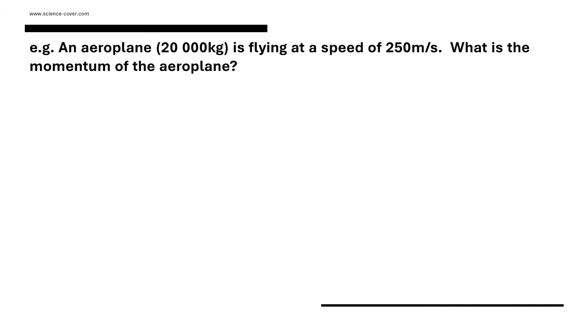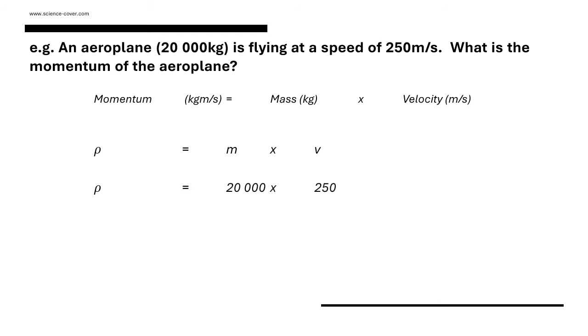Let's look at an example. An aeroplane of 20,000 kilograms is flying at a speed of 250 meters per second. What is the momentum of the aeroplane? So to work out the momentum, I'm going to take the mass and multiply by the velocity. I'll substitute in my numbers, 20,000 multiplied by 250. And this tells me that the answer is 5 million. And the units for momentum are kilogram meters per second.